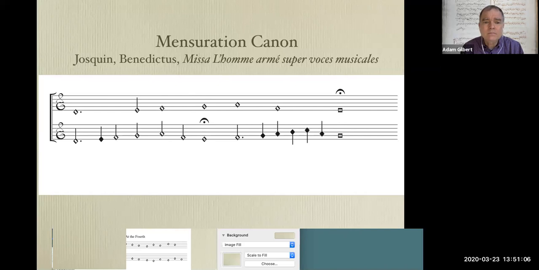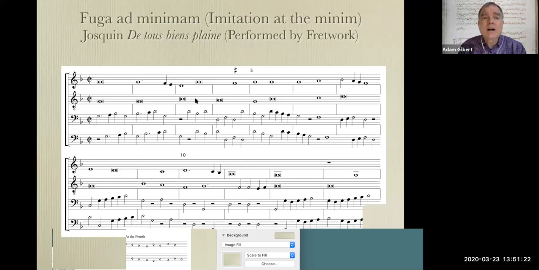That's just a fragment from that whole mass movement. So let me give you a little sense of what happens if you do Petit Rouen as an imitative melody. And here's one more technique, which is the famous fuga ad minimum. We also call this the dragnet fuga. This is Josquin's setting of Tu pauperum refugium, performed by Fretwork, just a little fragment of it.